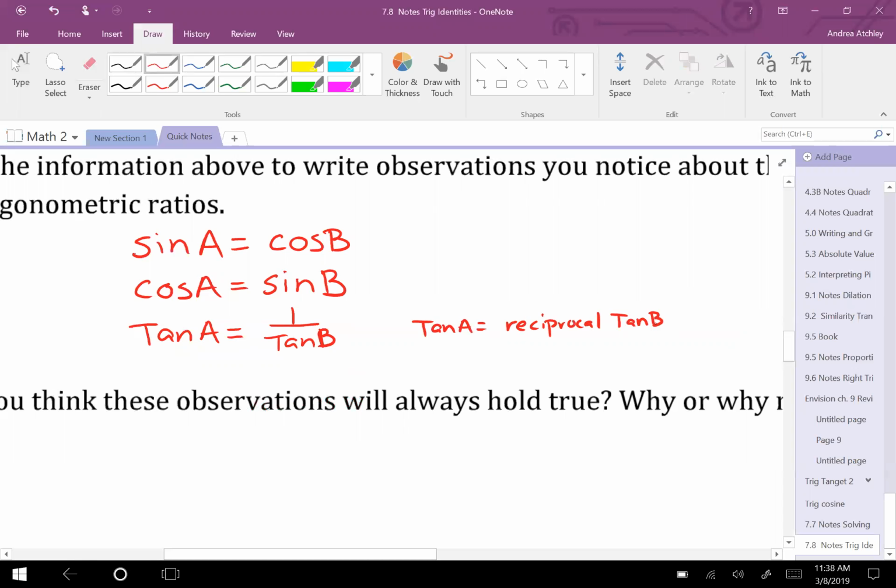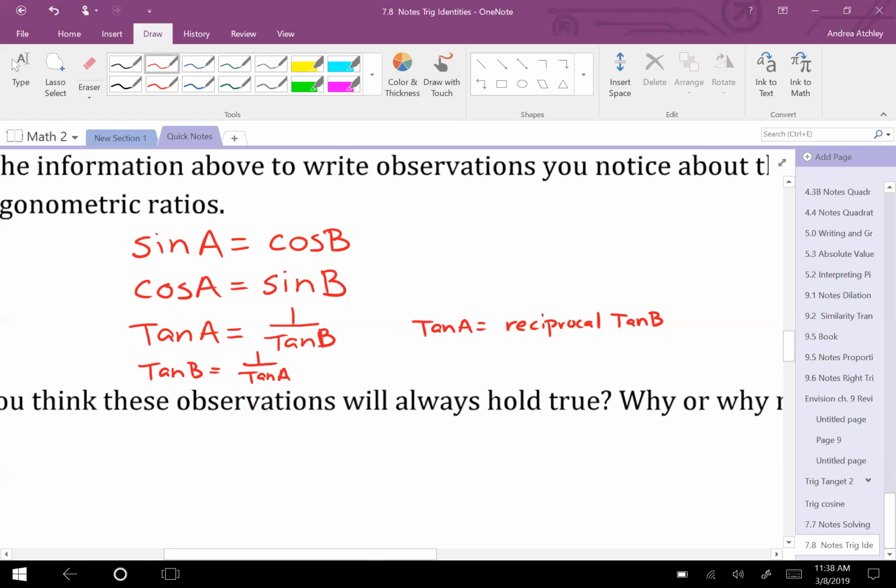This is what it would look like algebraically. 1 over tangent means you're flipping it. This might be easier for you to understand, but on a test, it might look like this. And vice versa, the tangent of B is going to equal 1 over the tangent of A.